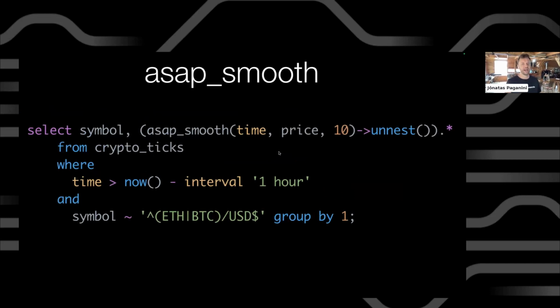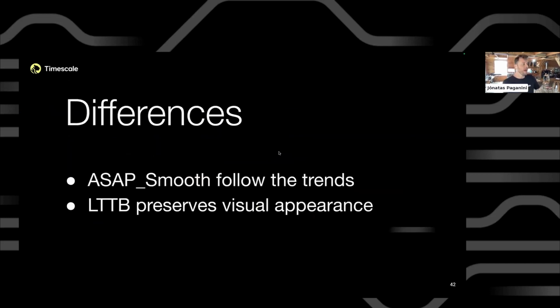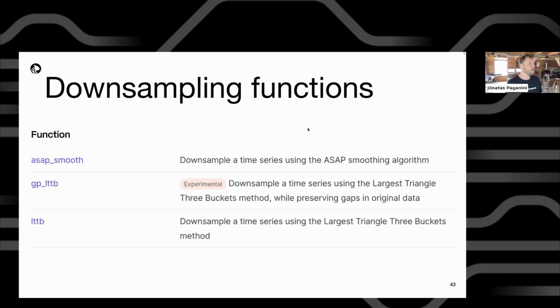So here's the ASAP smooth that I was showing, and that's the explanation I gave. You will see smooth follows the trends, while LTTB preserves the visual appearance. And we also now have one experimental function about gap filling. Sometimes you lose data, so you have this gap in the middle, and you need to maintain it.